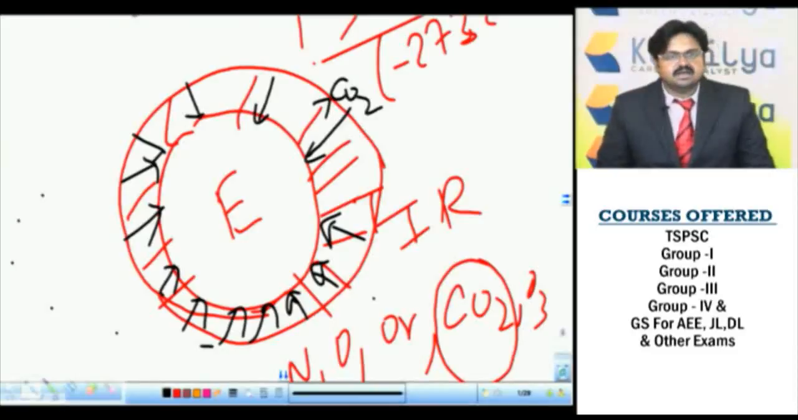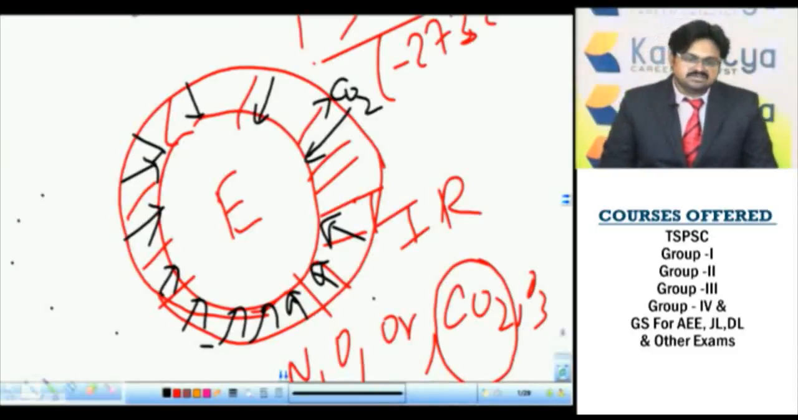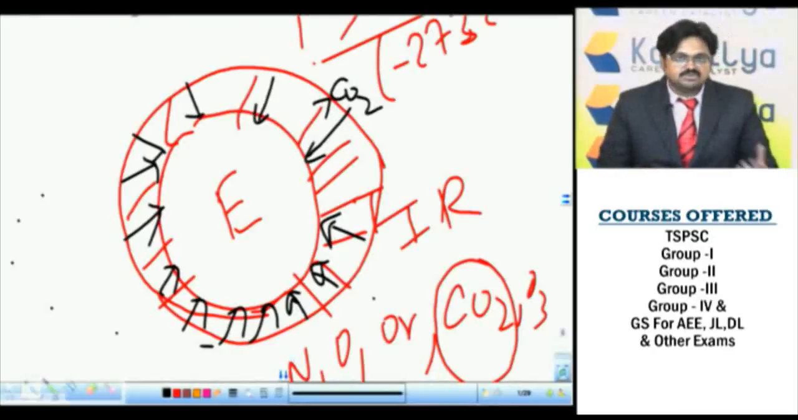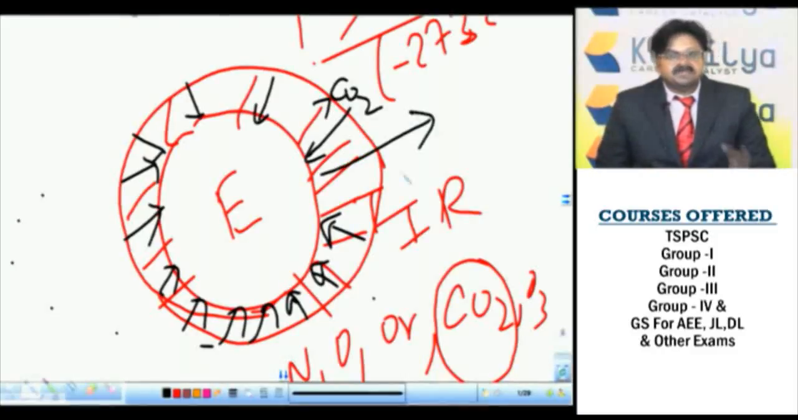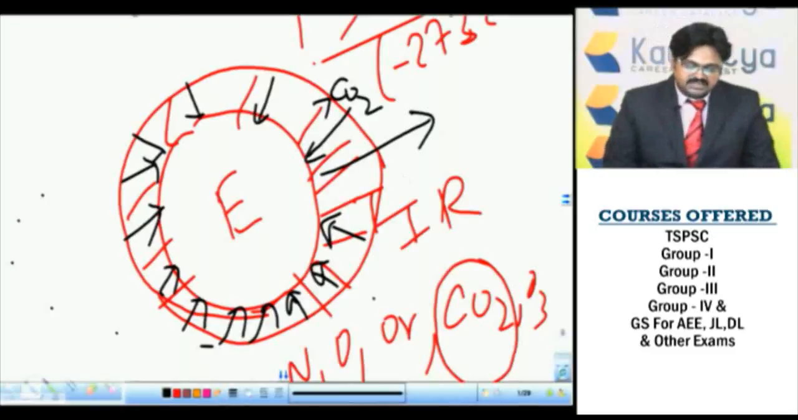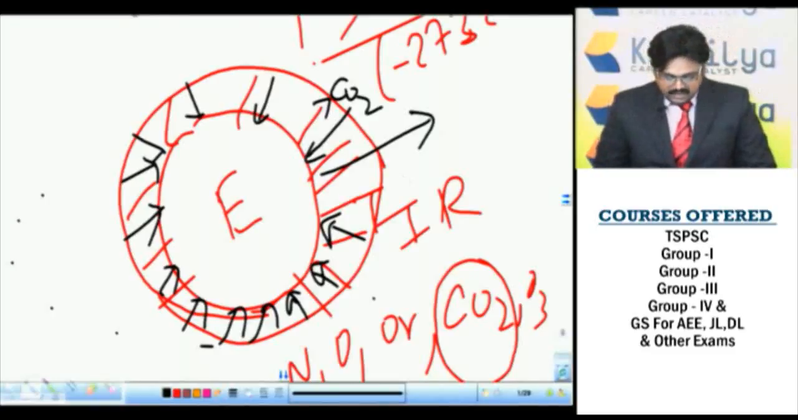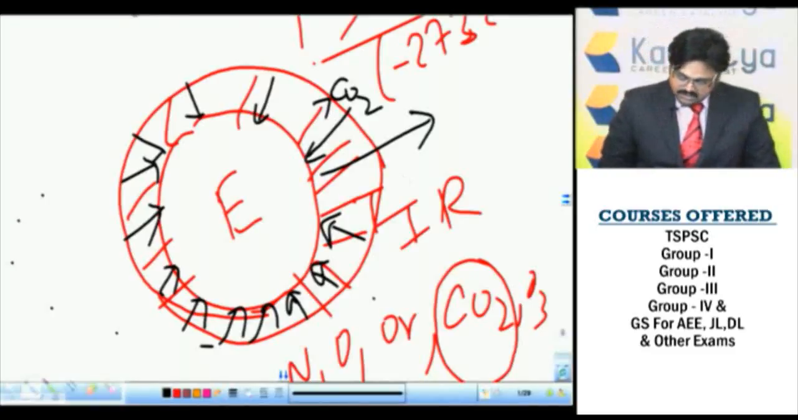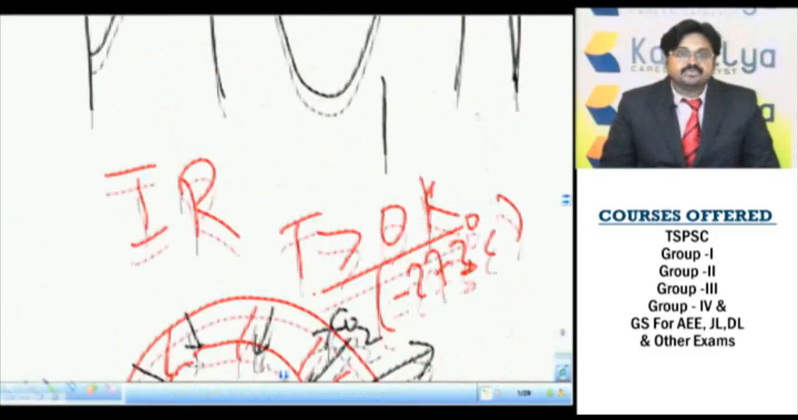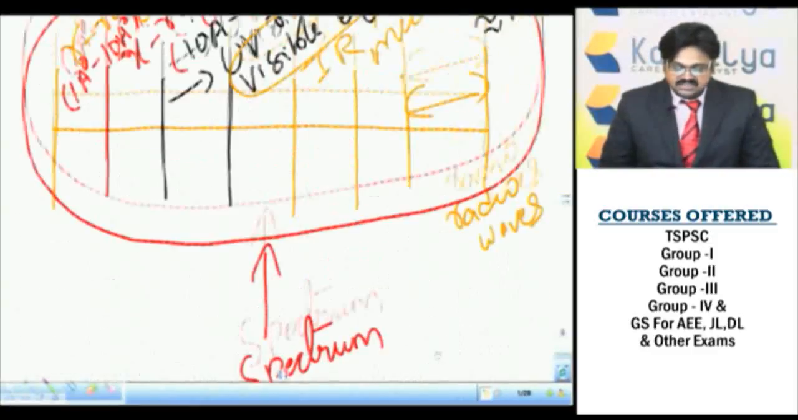Now CO2 is a greenhouse gas. Methane is a greenhouse gas, and there are many other gases that do these things. They actually absorb the IR radiation and they are re-emitting the IR radiation, not in the direction of space but in the direction of the earth. So that is how the temperature increases. Okay, so IR radiation has got its own advantages and also its own disadvantages. So this is about IR.